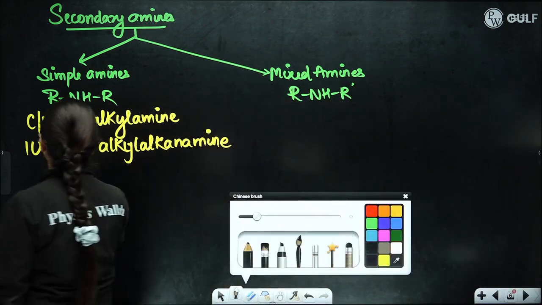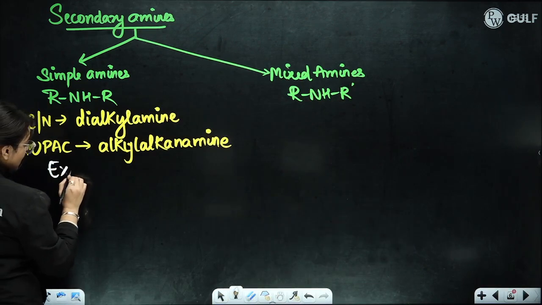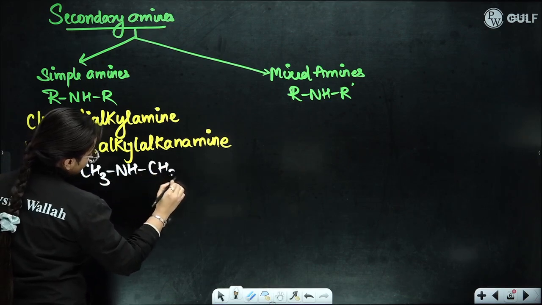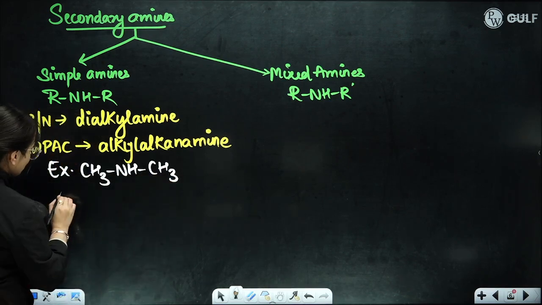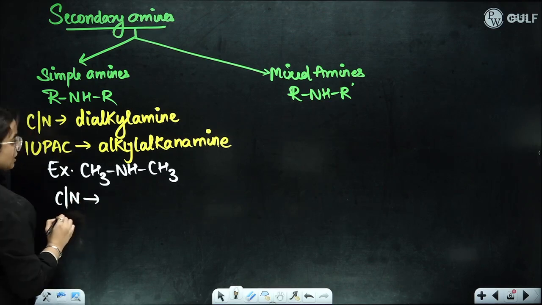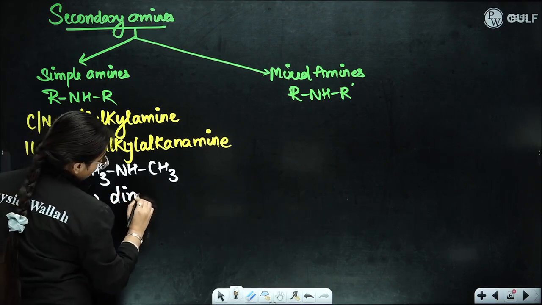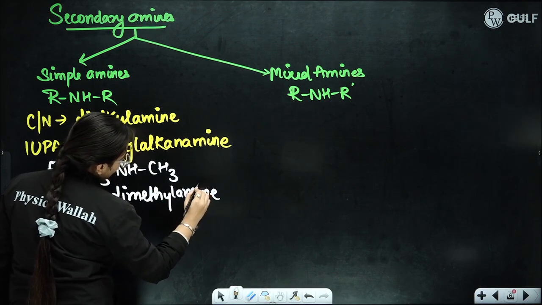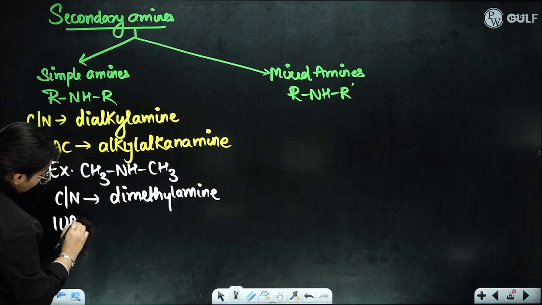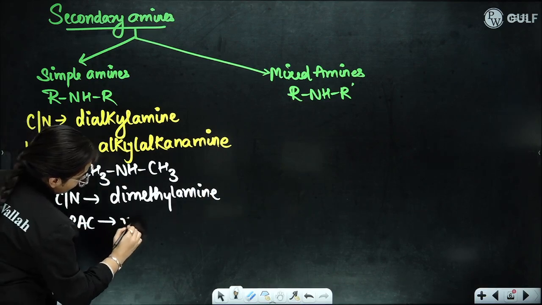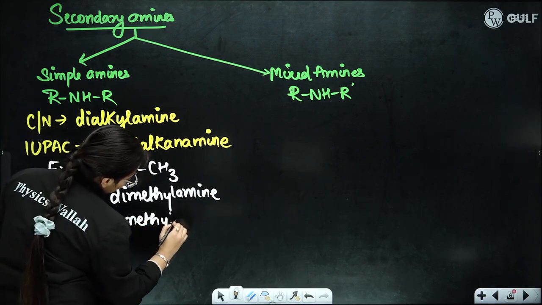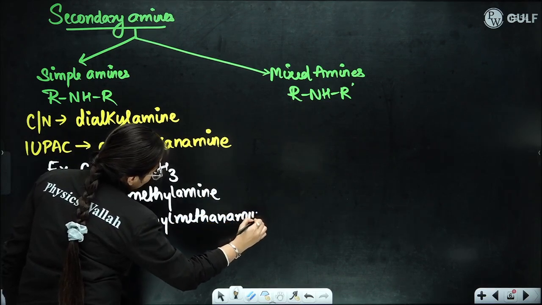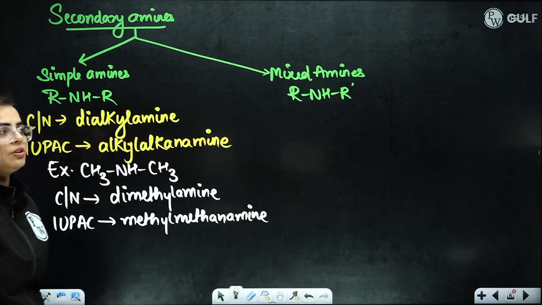So let's take an example and name it. It is CH3NHCH3, everyone. Yes. What is going to be the common name? Common name comes out to be dimethylamine. What shall be the IUPAC name? IUPAC name will be methyl methanamine. I hope it is clear to each and everybody of you.